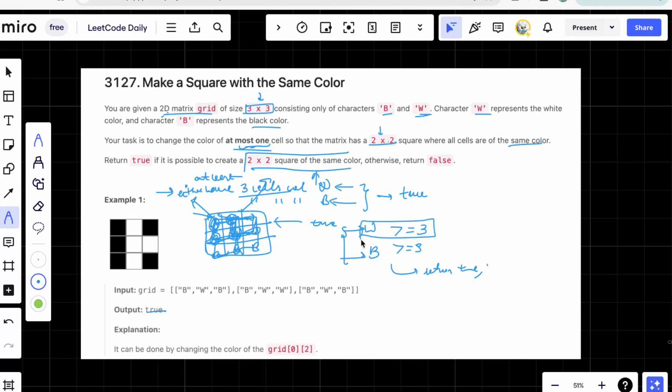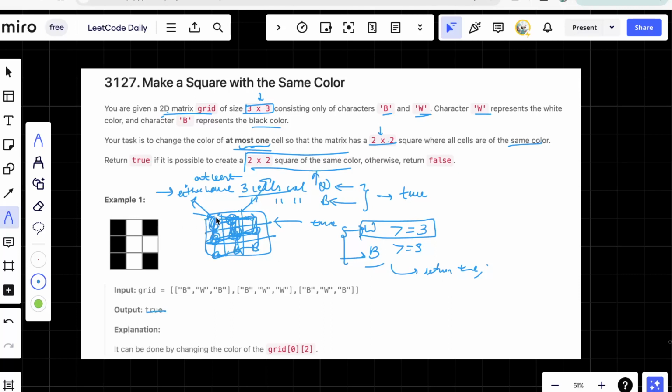Okay, that is it. If I have 3 or more white cells in a 2 cross 2 grid, then definitely I have to change only one, right? Because there are only 4 cells. Similarly for black, right? So in this case, I will have to return true. Otherwise, I'll have to return false, right? So I hope now this is clear.